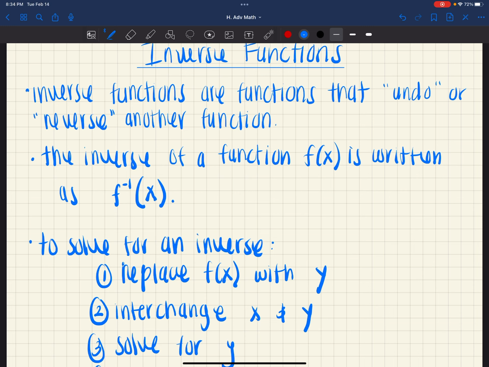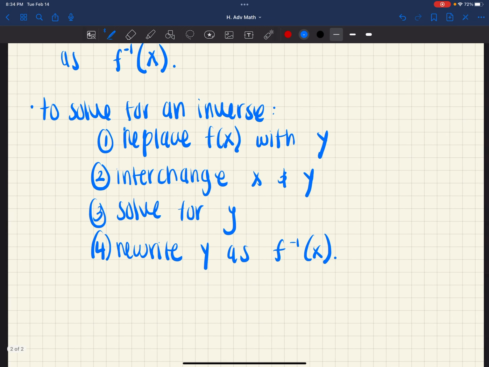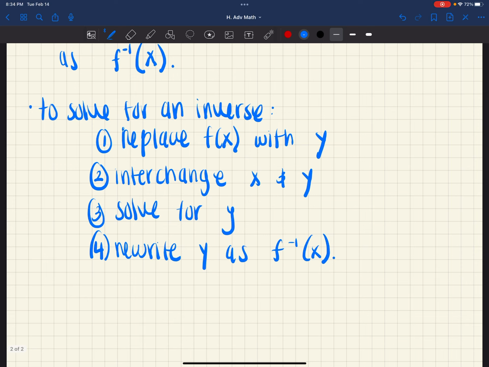Like I said, there are 4 simple steps to solve for an inverse algebraically. You first replace f of x with y. Then you interchange or swap the x and y variables. Then you solve for y. And lastly, you rewrite y back in inverse notation by using f inverse of x. I know those probably sound ambiguous right now, but once we do some examples, hopefully they make sense.